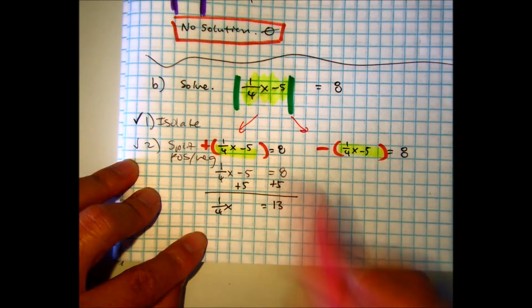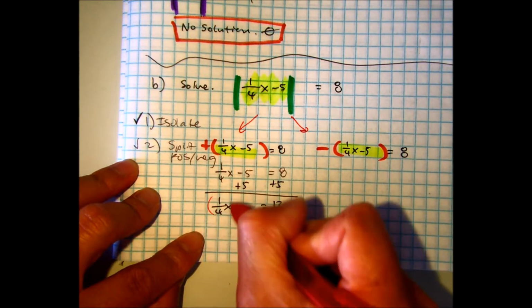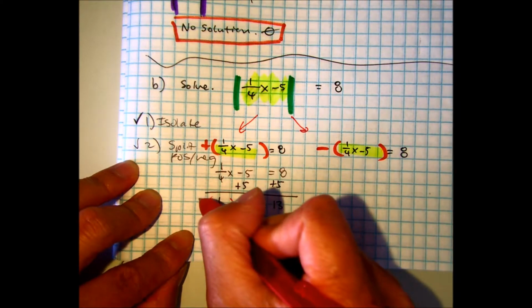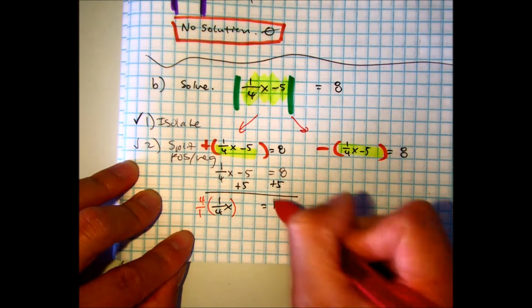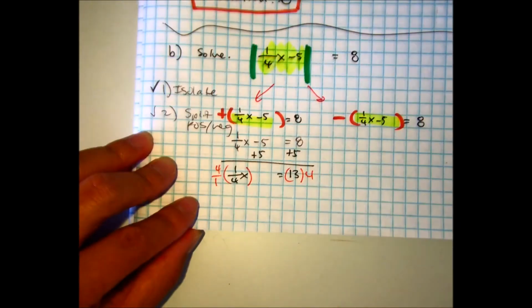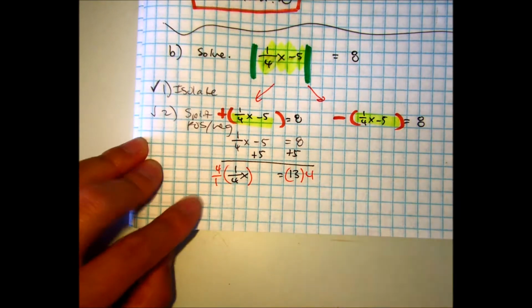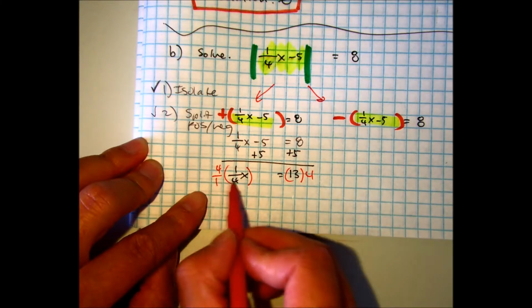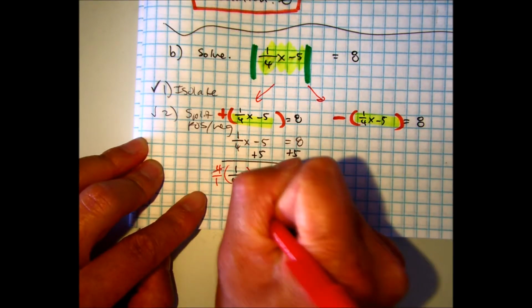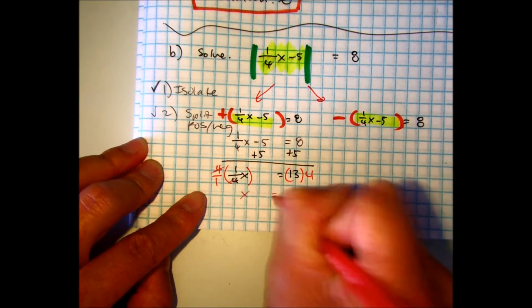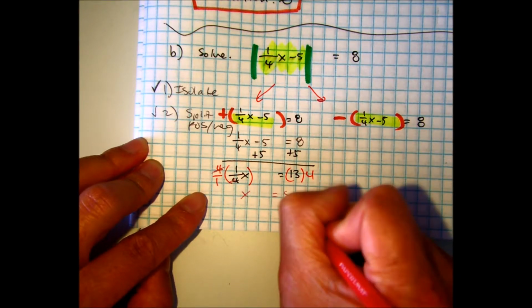I'm going to eliminate the fraction by multiplying by the reciprocal, 4/1, or just 4. Notice how if you multiply across, they'll give you 4/4, or you can just cancel these 4s. I'm left with x equals 52.